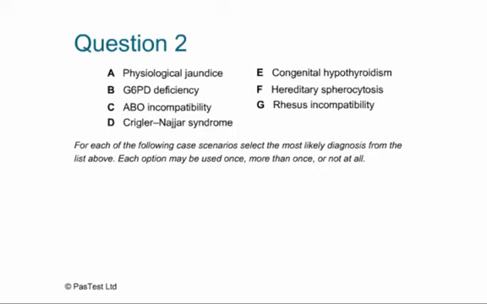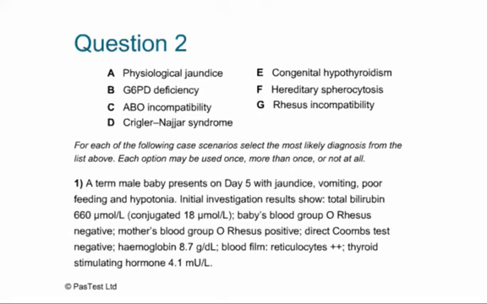The next 3 slides have 3 different case scenarios. For each of them, select the most likely diagnosis from the list provided. So in the list we have A. Physiological jaundice, B. G6PD deficiency, or glucose-6-phosphate dehydrogenase deficiency, C. ABO incompatibility, D. Crigler-Najjar syndrome, E. Congenital hypothyroidism, F. Hereditary spherocytosis, and G. Rhesus incompatibility.